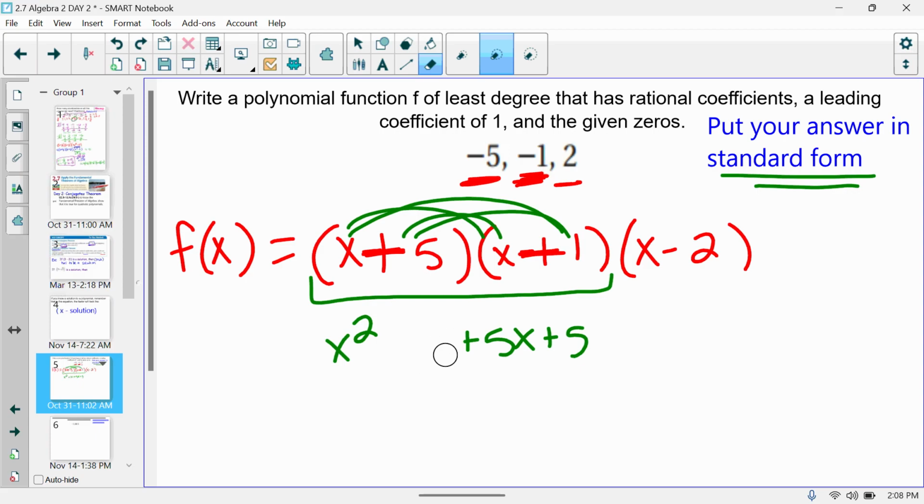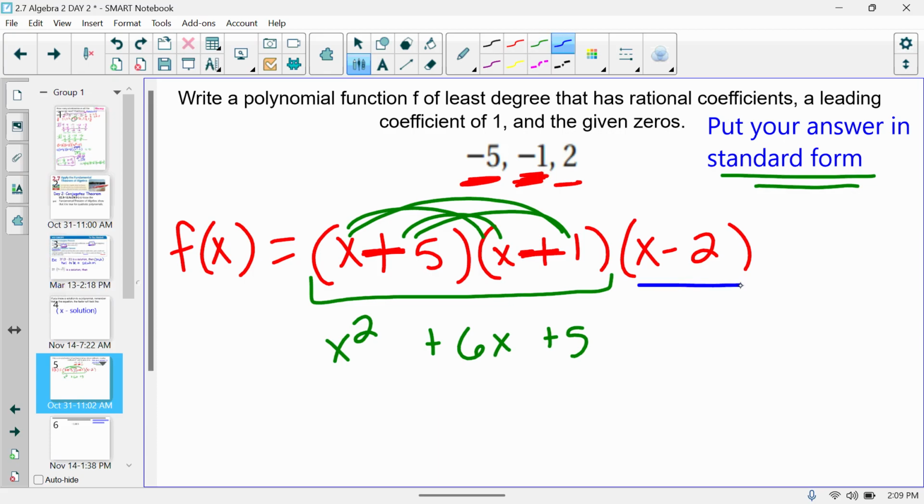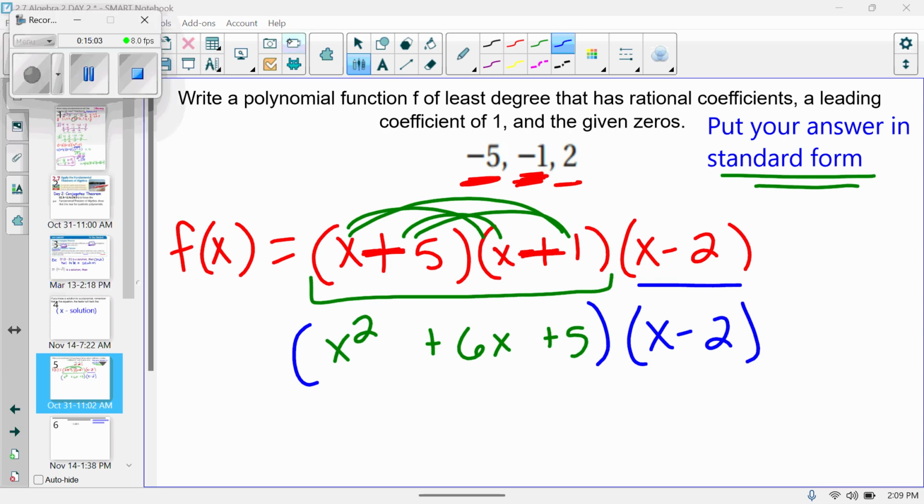Some of you are probably so good at your foiling by this point, you would probably go straight to writing 6x without even showing outer and inner, because you might know it. Now remember, normally when we do foiling, we drop parentheses. But since we have to take that whole answer times this, we're going to need to keep it in parentheses. Now, let's see if you remember how to multiply those two polynomials together from earlier in the chapter.